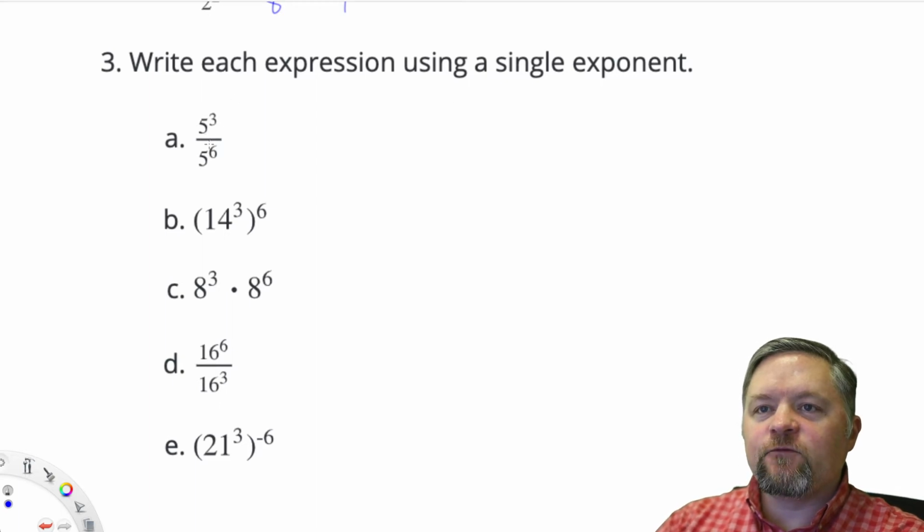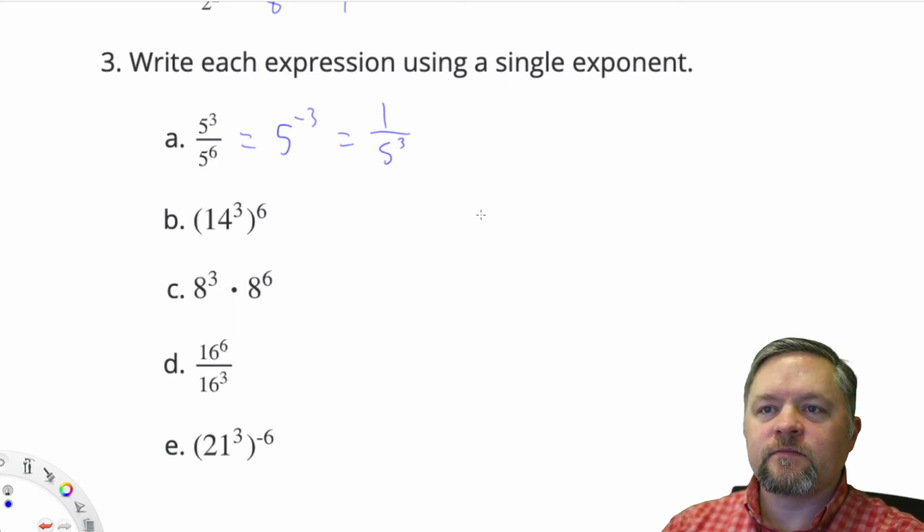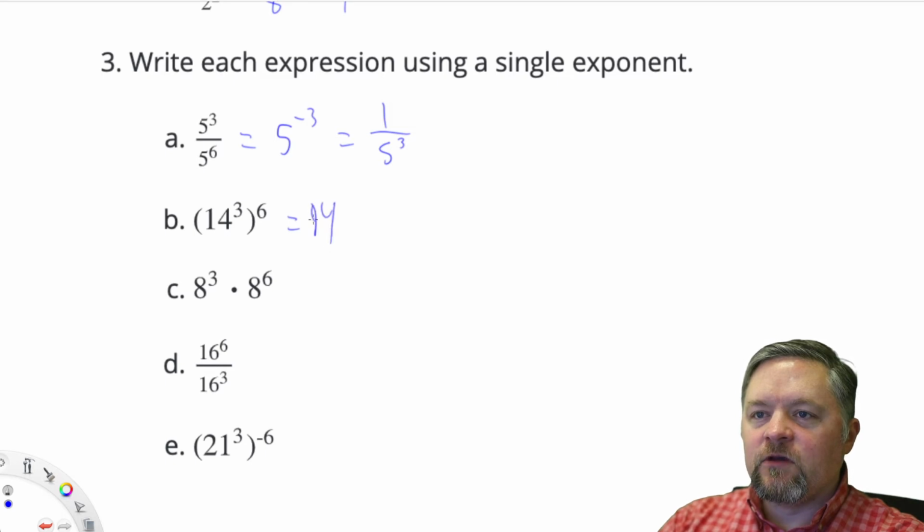Write each expression using a single exponent. If we have like bases and we are dividing, we subtract the exponents. So that is 5 to the power of 3, subtract 6 is negative 3, which would be 1 over 5 to the power of 3. B is 14 to the power of 3 to the power of 6. When we are raising it to a power, we multiply the exponents. So that is 14 to the power of 3 times 6, which is 18.